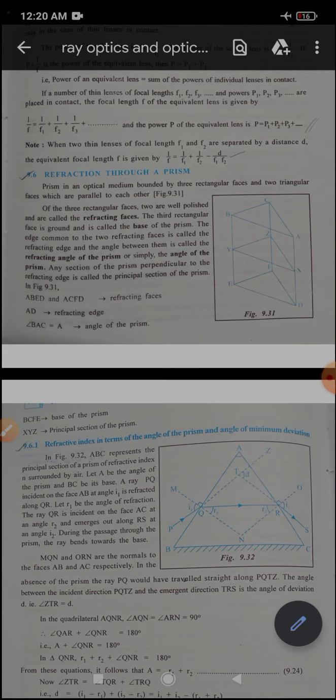Of these 3 rectangular faces, 2 are well polished, which are known as refracting faces, and the third one is less polished or not polished, and that face is said to be the base of the prism. The edge common to the two refracting faces is called the refracting edge, and the angle between them is known as the refracting angle of the prism or the angle of the prism.